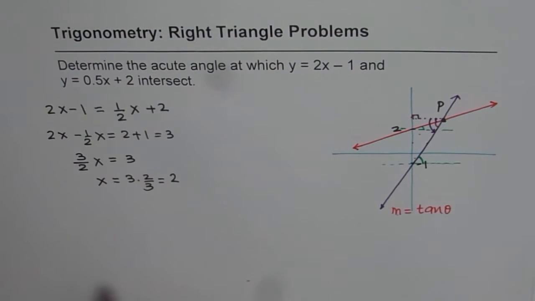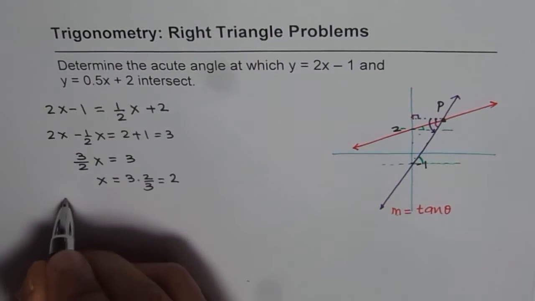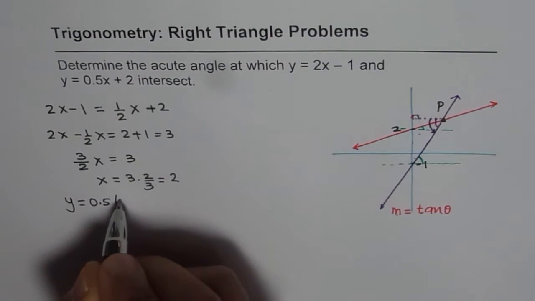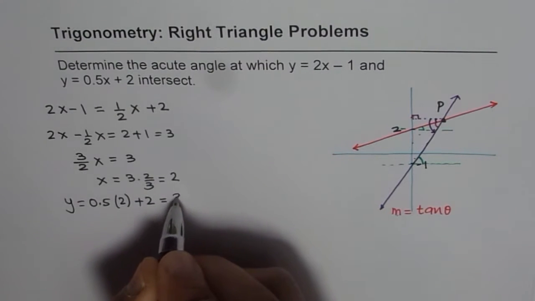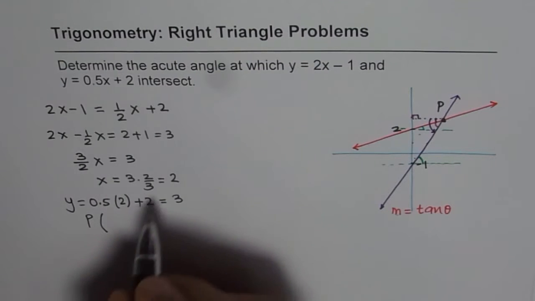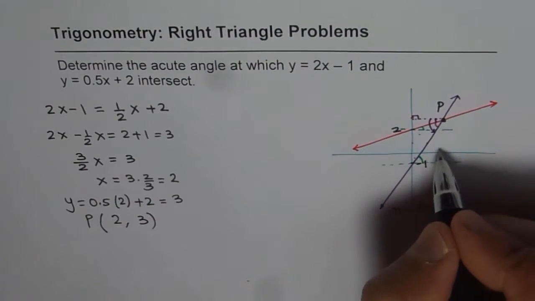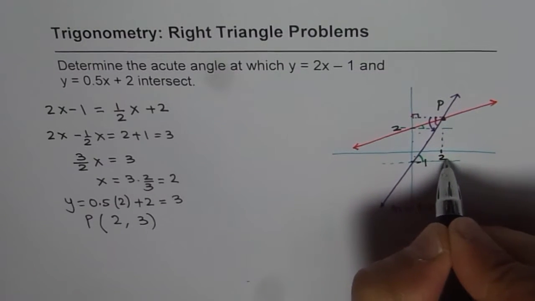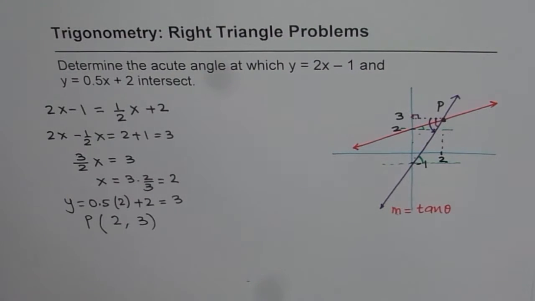So we get an x value of 2 here. If I substitute x as 2 in the equation, I get y equals 0.5, which is half, times 2 plus 2. That gives us a value of 3. So the point P, the point of intersection, is actually (2, 3). So the x value is 2 and the y value is 3. That is how we get our point.